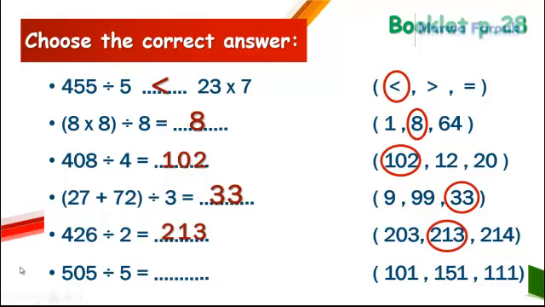The last one, 505 divided by 5. 5 divided by 5 equal 1. 0 divided by 5 equals 0. And 5 divided by 5 equal 1. Here we started from the left. 5 divided by 5, 1. 0 divided by 5, 0. 5 divided by 5, 1, and we start to write the answer also from the left. So we are going to put a circle around 101.